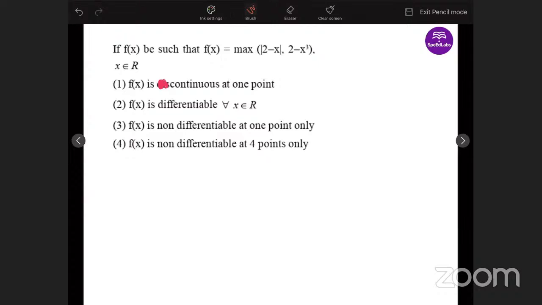It is continuous at all points, right? Yes. So I hope I'm clear with this question.